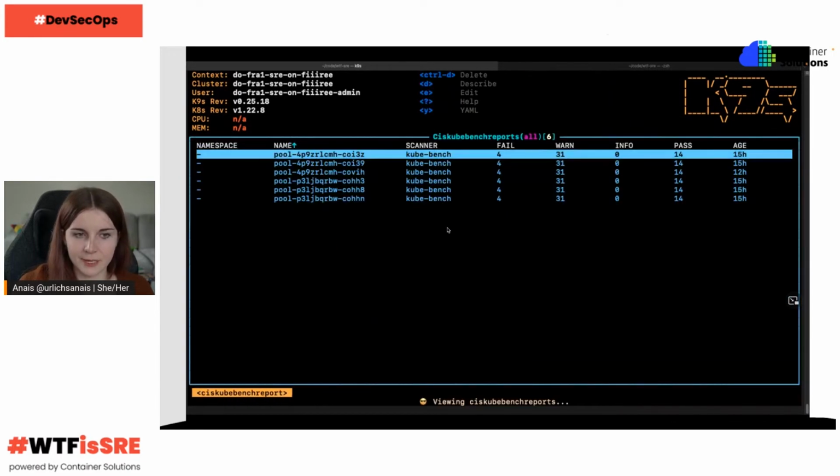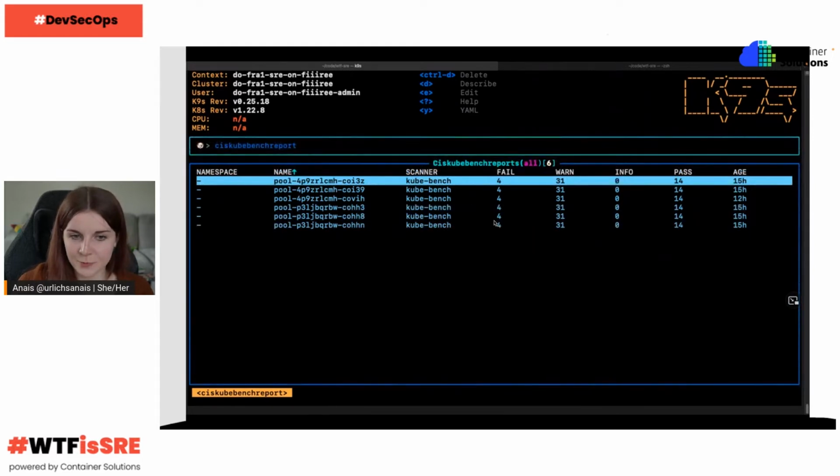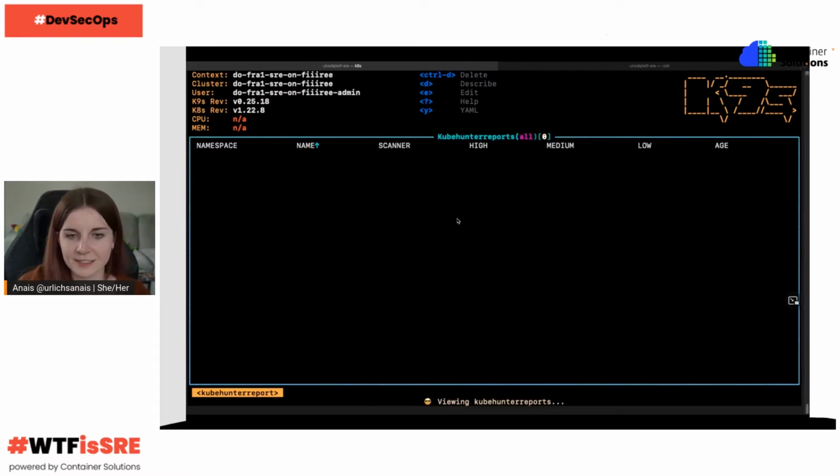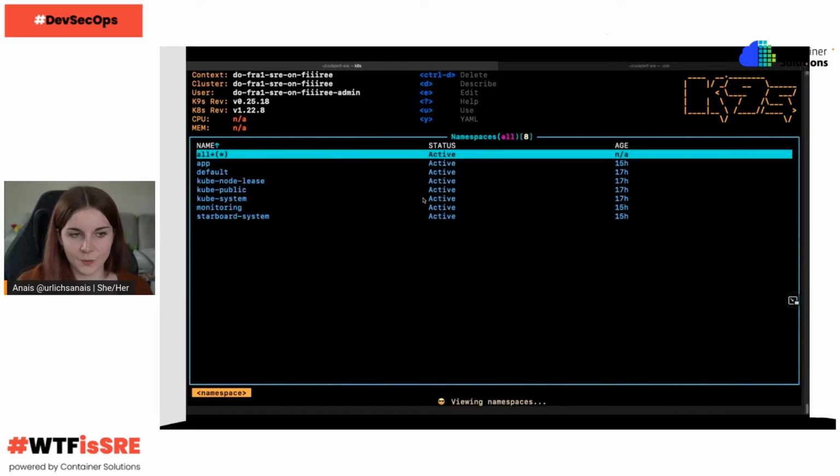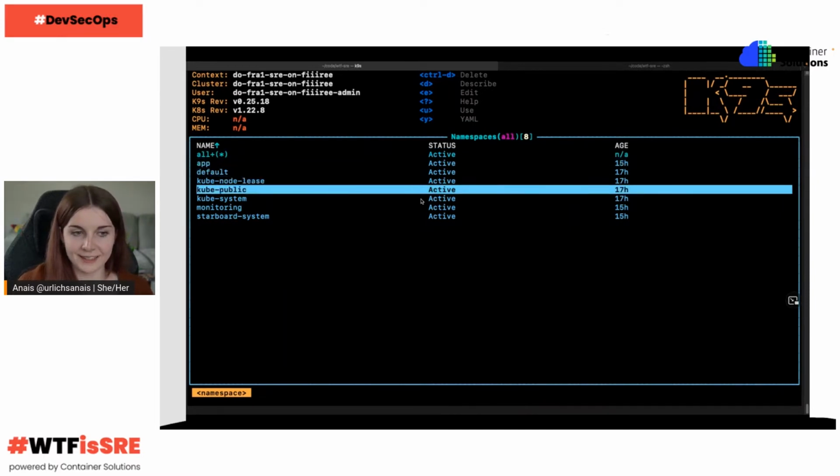Here I have the CIS benchmark reports, for example, and then I tried to access the KubeHunter reports, which I wasn't able to in that case. I have to look into what the exact CRD was called. But yeah, then we can go again to our namespaces.